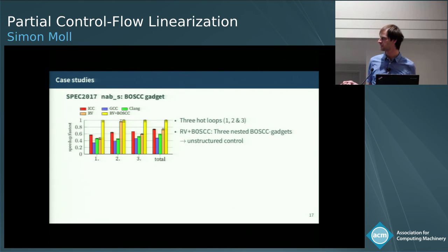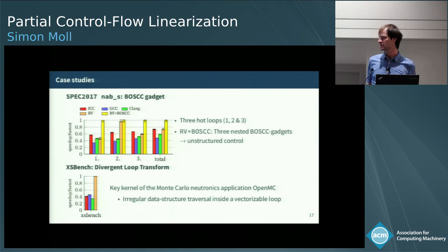We compare against ICC, GCC, and Clang -O3, actually with profiling information. And as you can see, we outperform all three baseline compilers, and we also outperform our own vectorizer without the insertion of the gadget. The second case study was concerned with the divergent loop transformation.